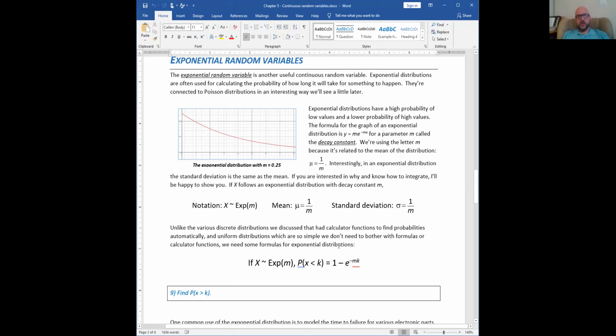Yeah, so this doesn't have a PDF or CDF in your calculator either. There's no exponential PDF, no exponential CDF. So we need a formula to calculate the area to the left or right of something. So here it is. I understand this is kind of hard to read. I'll show you what it means in just a second.